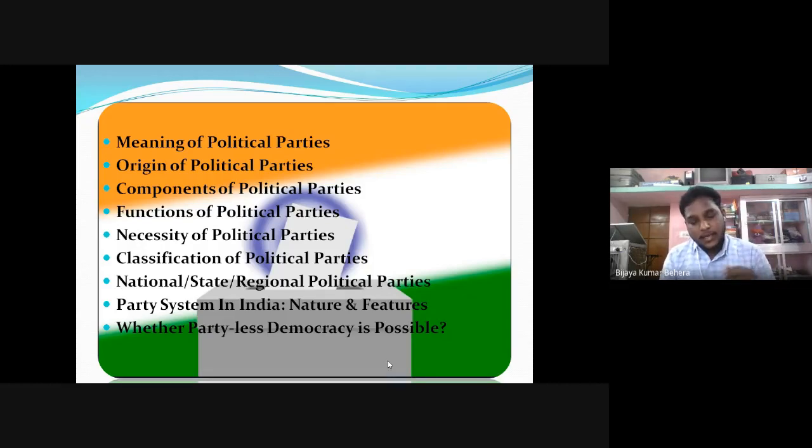And then next we will discuss the national party, state party, and regional political parties, because as we know there are different types of political parties. It may be a national political party, a state political party, or a regional political party, and these contents are the party system.